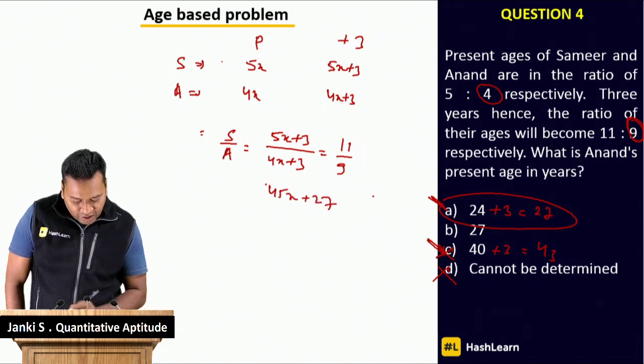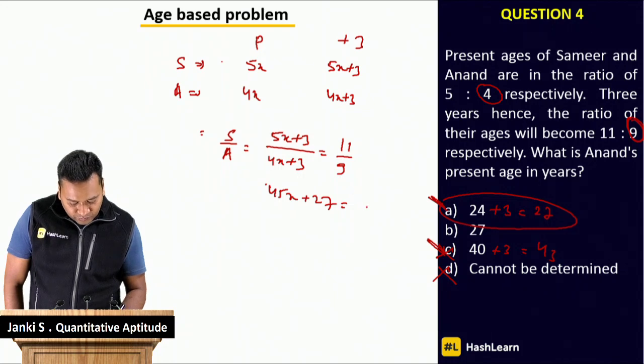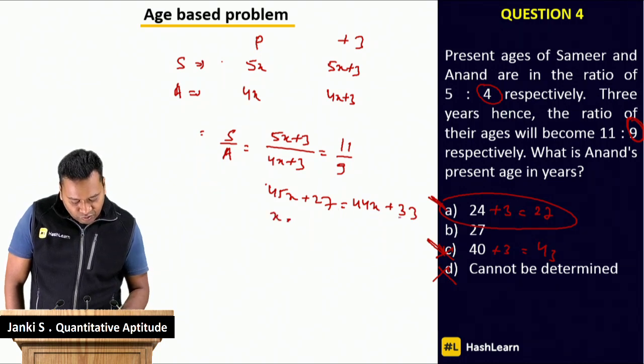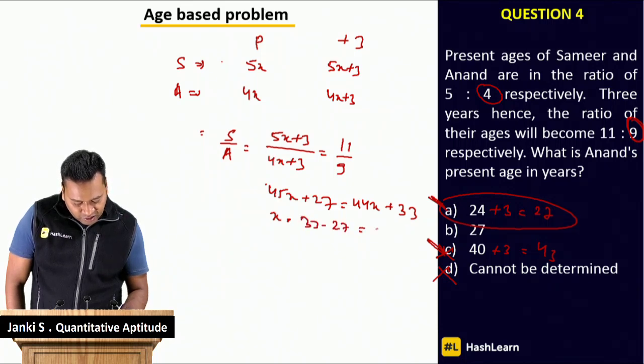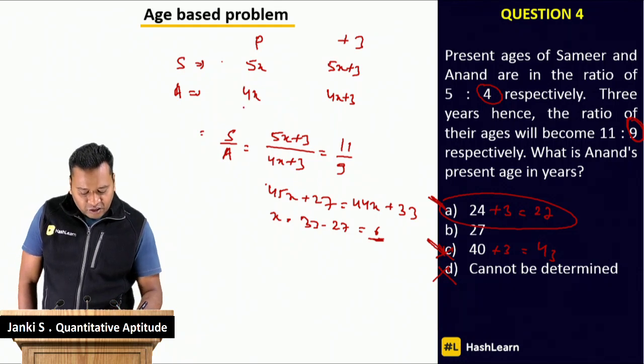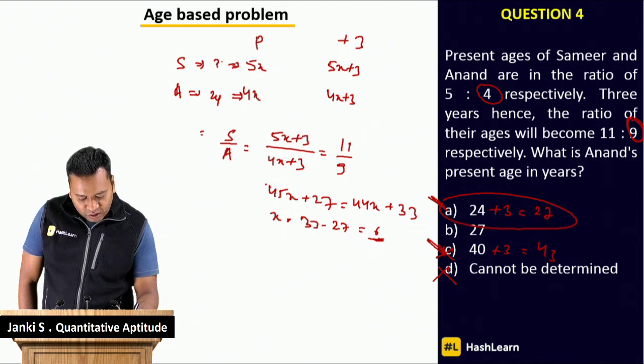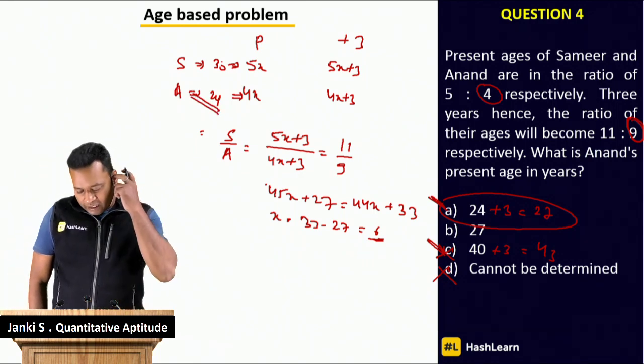45x plus 27 is equal to 44x plus 33, right? So x value now will be how much? 33 minus 27 is nothing but 6. X value has to be 6. That means now it has to be how much? 6 into 4 is 24 and 6 into 5 is supposed to be 30, right? So the value is nothing but 30 here, right?